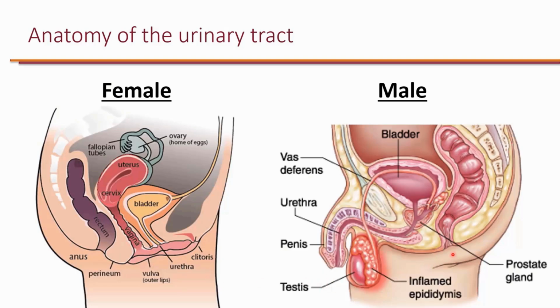In males, you can see that the opening of the urethra is much further from the rectum. So it's much more difficult for translocation of bacteria from the rectum all the way to the urethra. Also look at the anatomy. It's much more difficult for bacteria to travel up the urethra in males. So therefore urinary tract infections are more common in females compared to males.